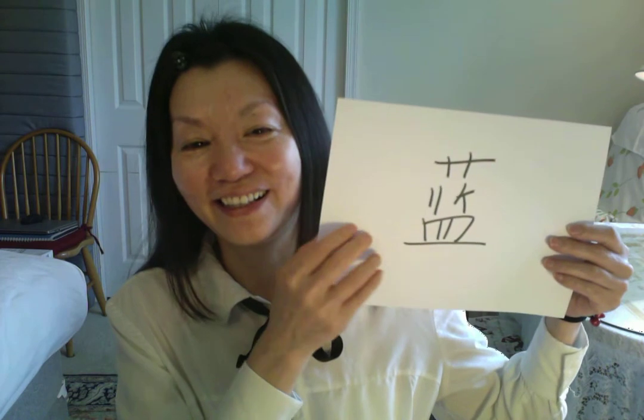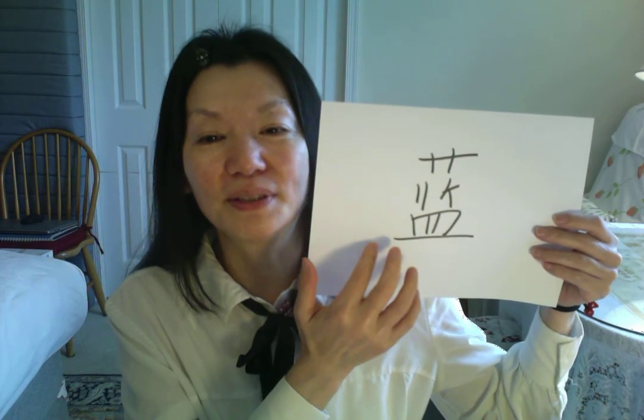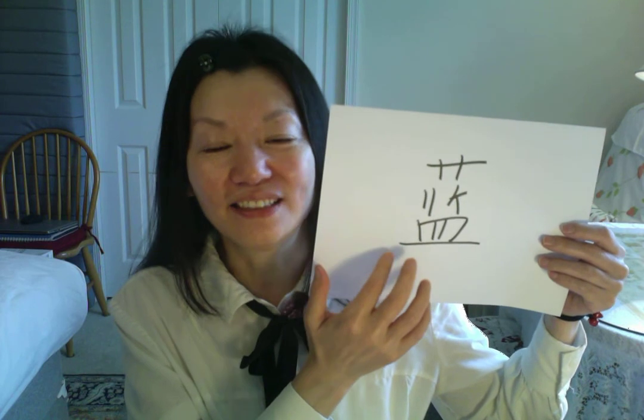Okay. Let me see another one. Maybe you're familiar. Blue, right? It's blue in Chinese, it is a color. Here's a 蓝, right, one more time. 蓝, you see? 蓝 is blue. 蓝线 is blue line, right? 线 is line, 蓝 is blue.